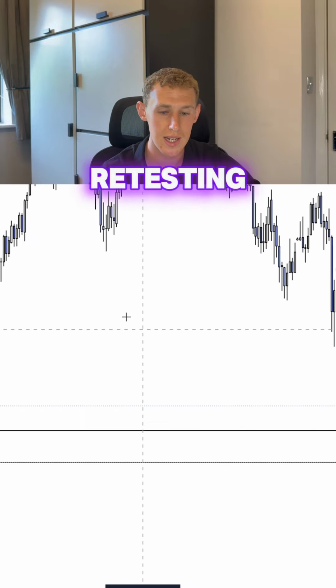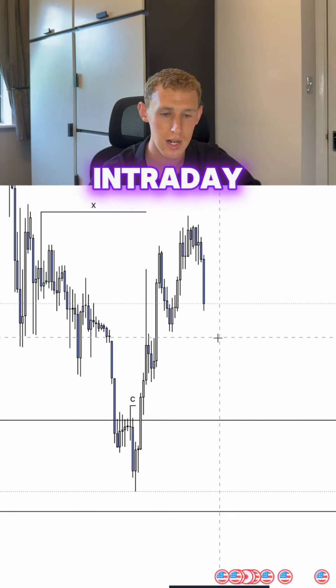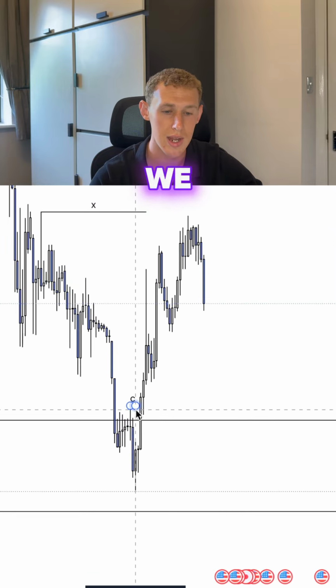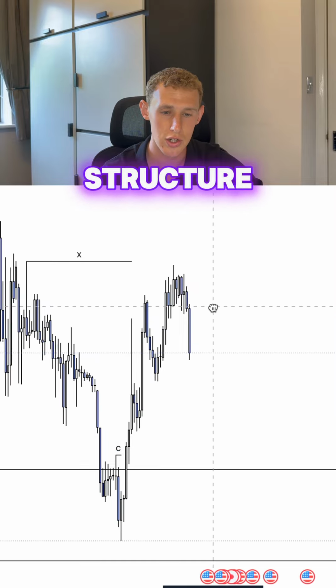Now, after retesting into this demand, price started to shift bullish on some of the more intraday time frames. As you can see here, we initially had this shift from bearish structure to bullish structure.